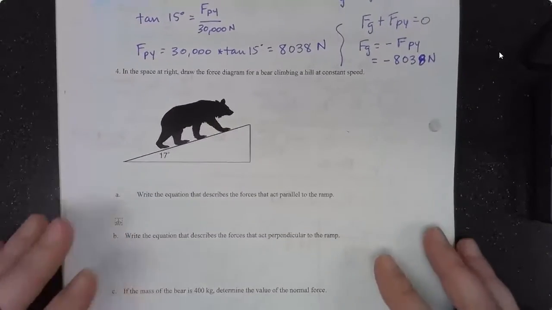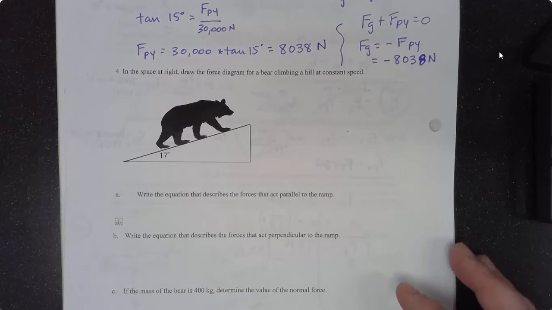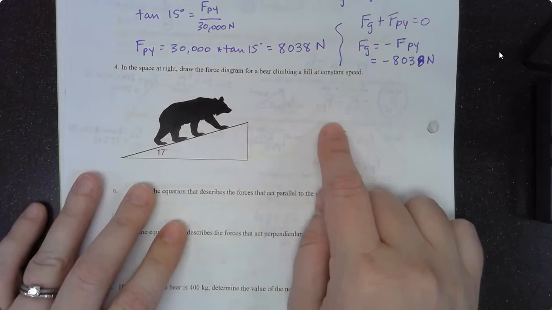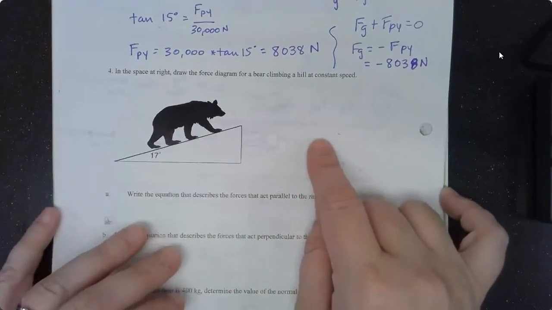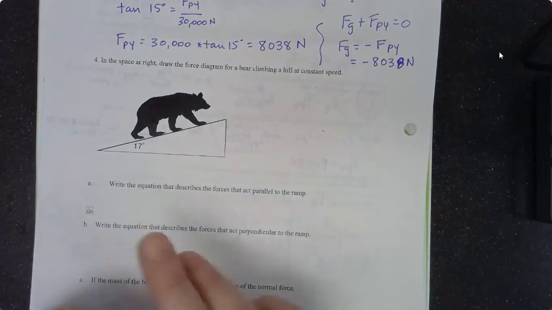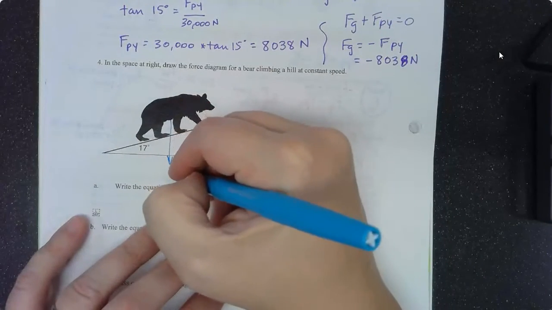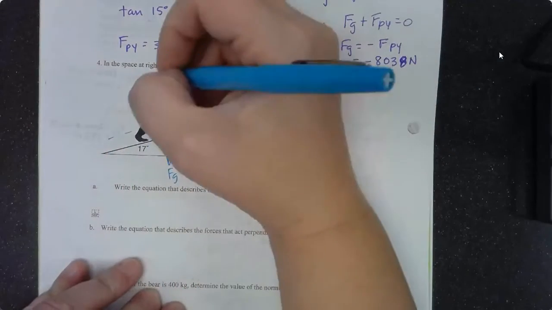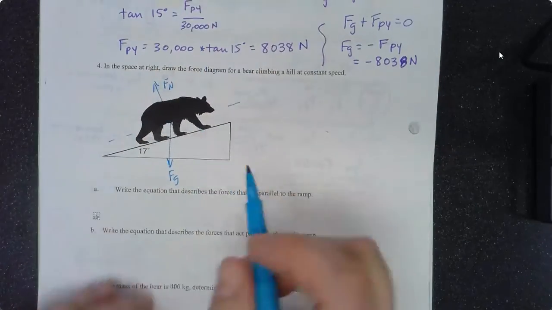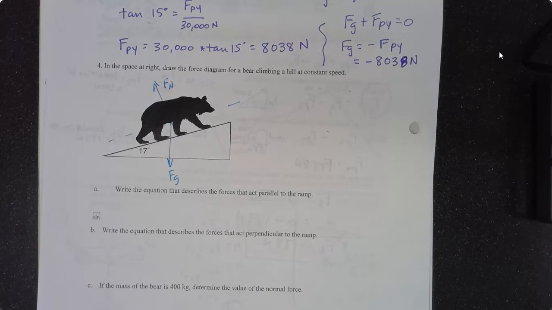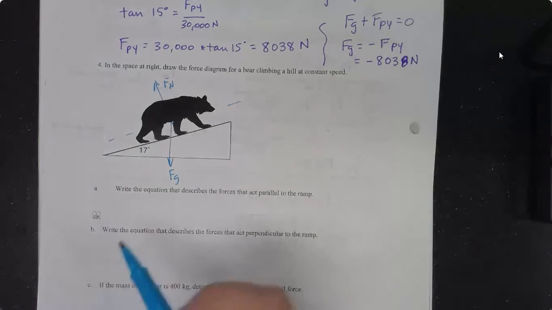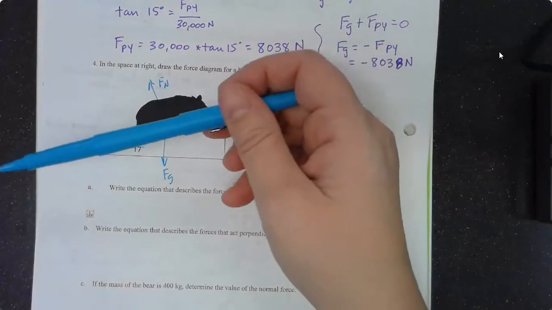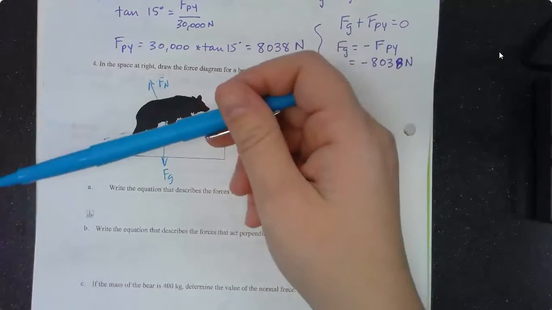Okay, so number 4, we have a bear problem. In the space at right, draw a force diagram for the bear climbing a hill at a constant speed. So our bear is going to be experiencing gravity downward, normal force that's perpendicular to the surface, and friction. Which way is friction going for him? This one's tricky. If he was just standing on the hill, then the bear would probably be trying to slide downward, right? If he was trying to slide downward, friction would be upward.